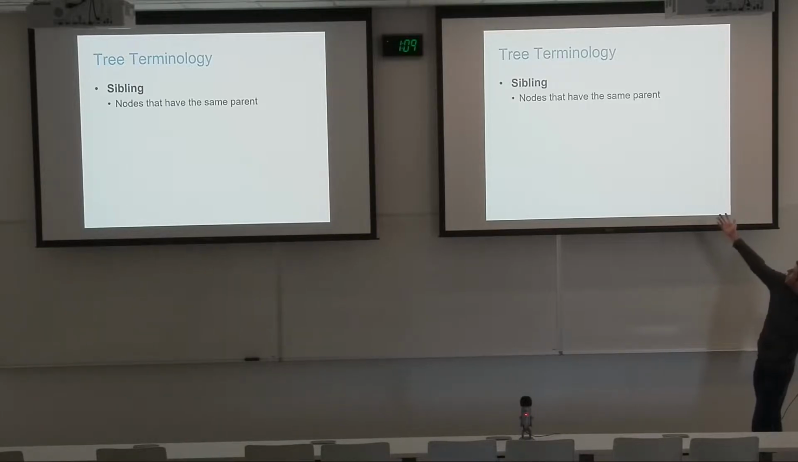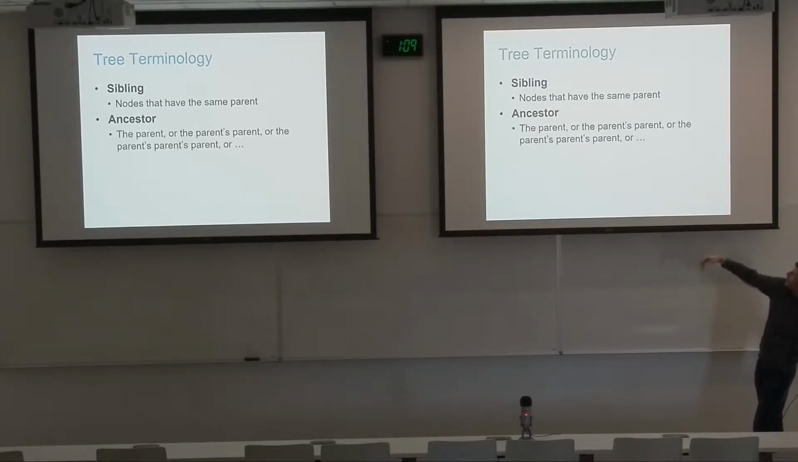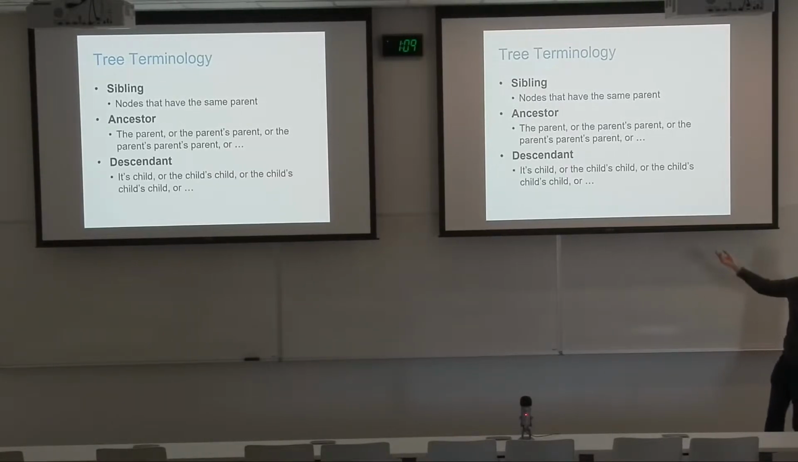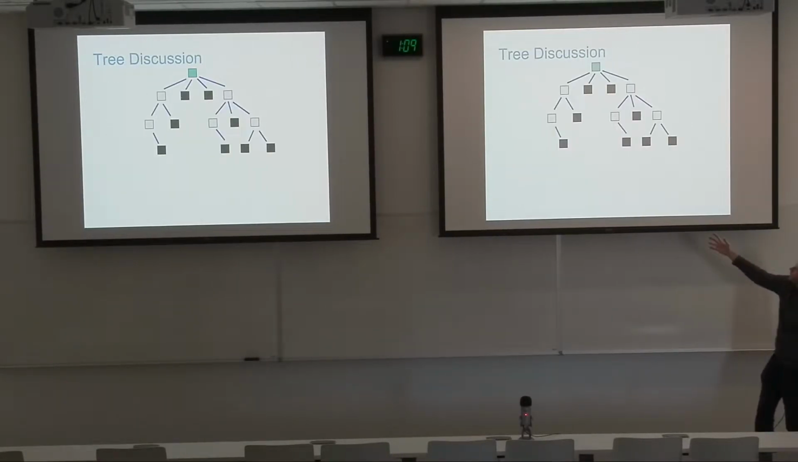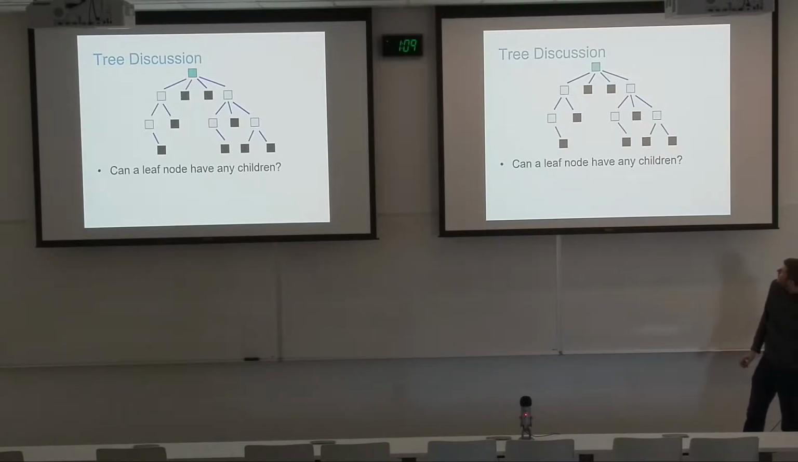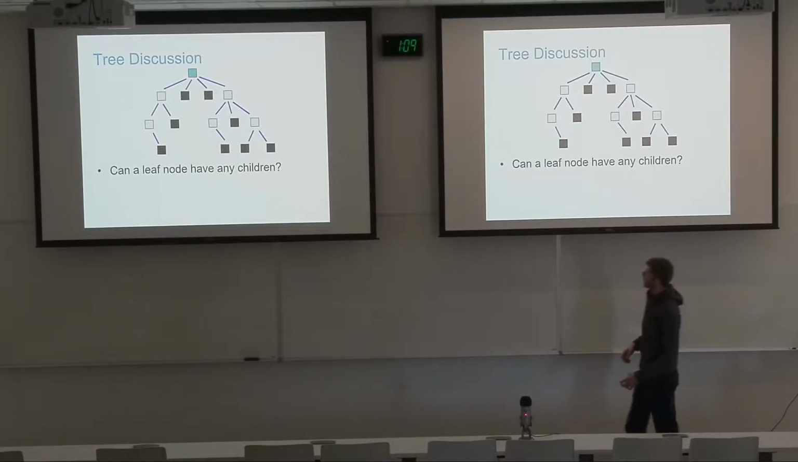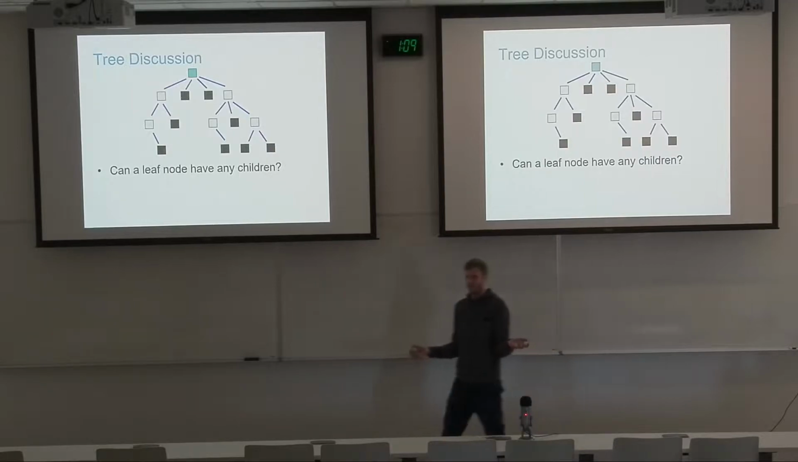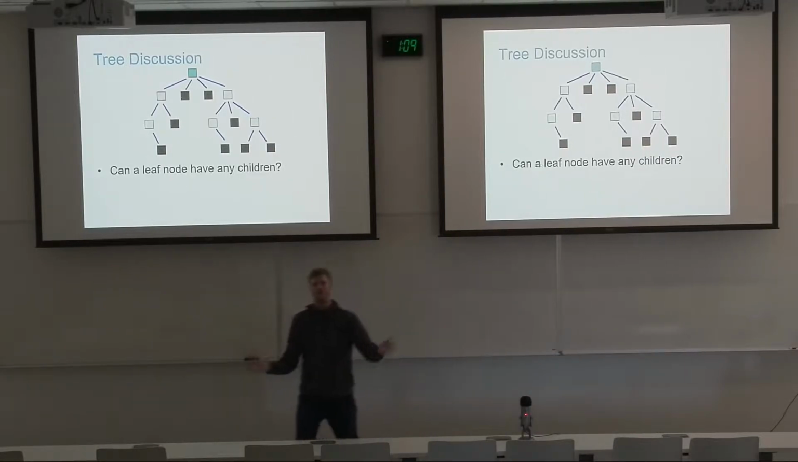A sibling: nodes that have the same parent. An ancestor: a node that is the parent or the parent's parent, and so on. A descendant, same idea, but down. So here we go, we got a lot. Can a leaf node have any children? No, because that's against the definition of a leaf node.